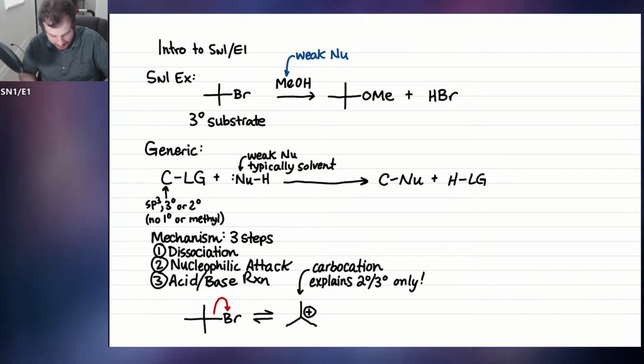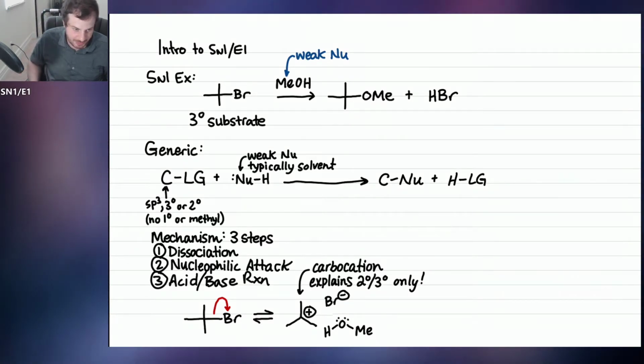Okay, now when that happens, the bromine is still hanging out. And there's possibility for the bromine to simply come back and recombine with the carbocation. And if that happens, it goes back to the starting material. And that happens from time to time. However, we have our solvent, our weak nucleophile, as methanol in this reaction. And this kind of explains why the solvent is important, why the nucleophile is typically the solvent, because even though the nucleophile is weak, if it's present in large amounts, it can outcompete the bromine and attack the carbocation with its lone pairs. This is called the nucleophilic attack step.